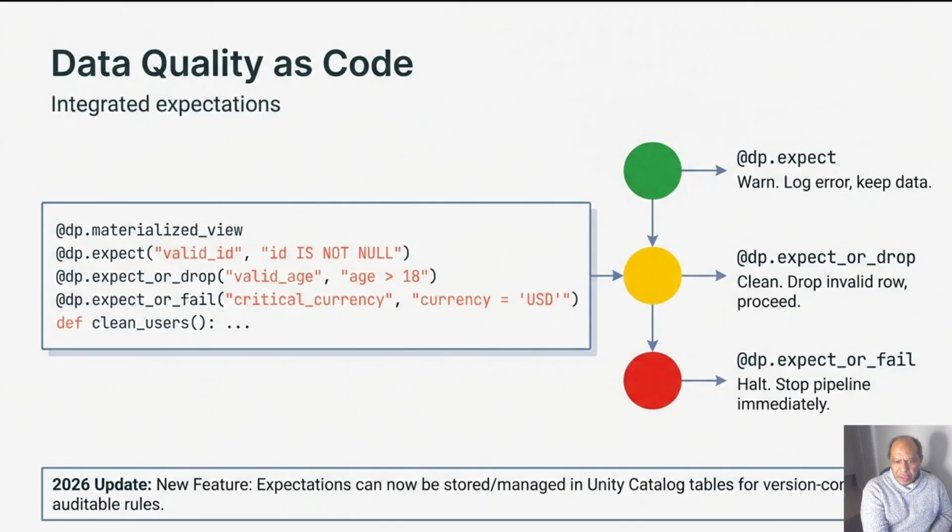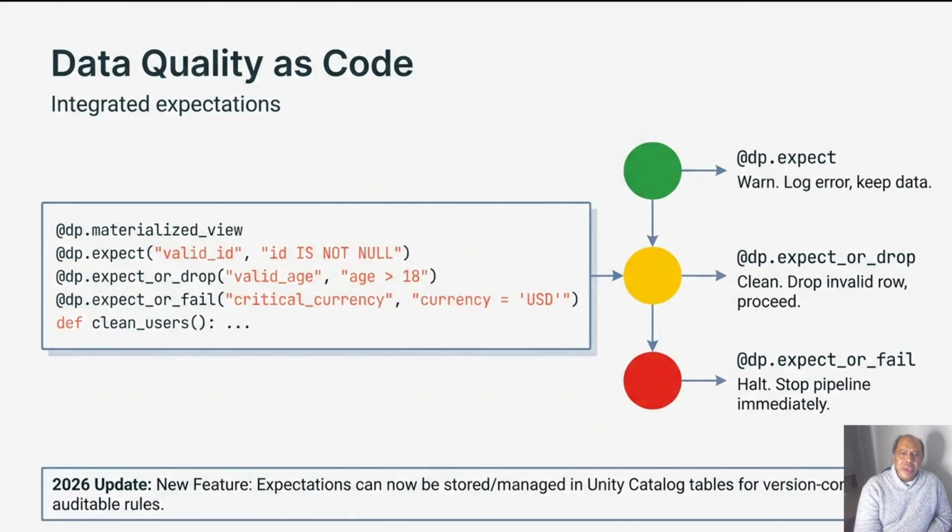The 2026 update from Databricks at the bottom is significant. Expectations can now be stored. It's very important here from Databricks. Expectations can now be stored and managed in Unity Catalog tables. This means your data quality rules are version controlled, auditable, and can even be reused across multiple pipelines. You can create a centralized data quality catalog that is governed and maintained by your data governance team.